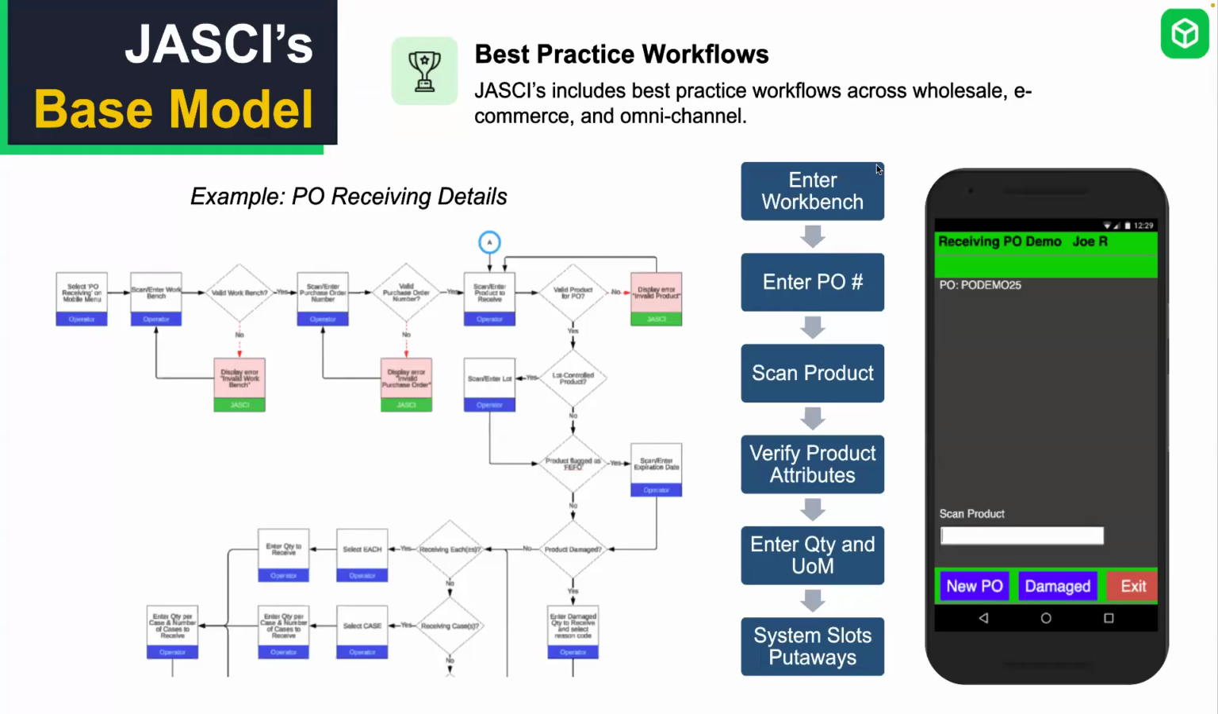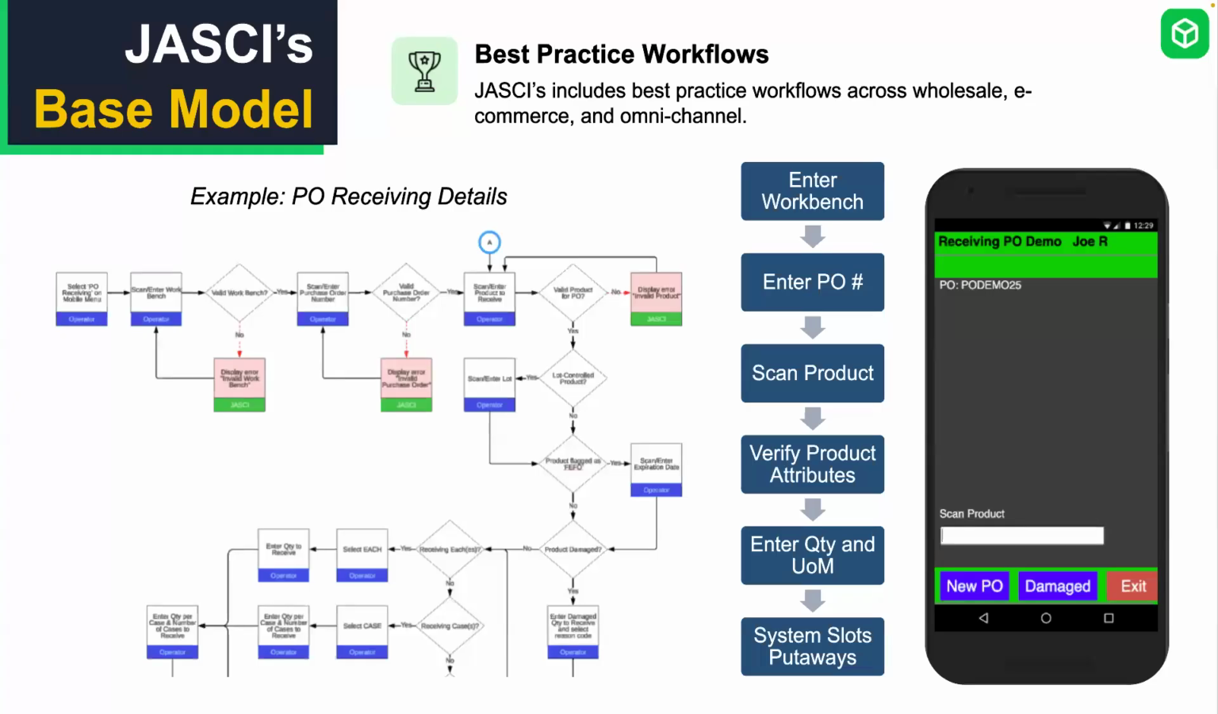And this guides you through what that employee's steps are going to be. So enter workbench, and we'll also give you descriptions of what all of these things mean within JASCI. A workbench is going to tie you to certain printers and behaviors of what you're allowed to do. It's kind of like a way that we can tie that employee to a certain set of attributes and printers.